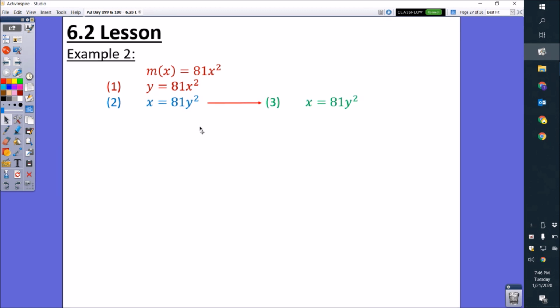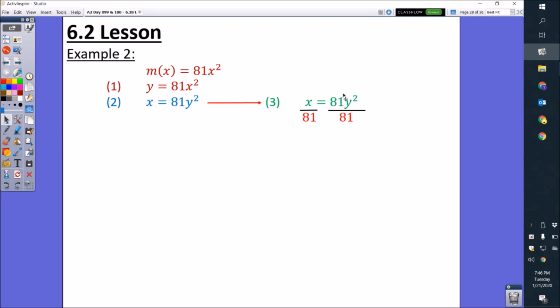So here, the first thing we're going to do is divide both sides by the number that is in front of y squared. So in this example, we're going to divide the left and the right side by 81. So this is what it's going to look like, dividing both sides by 81.